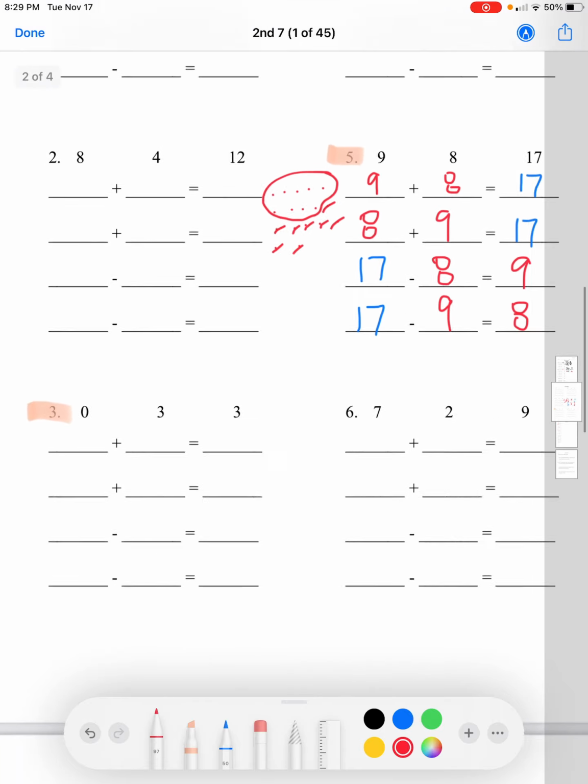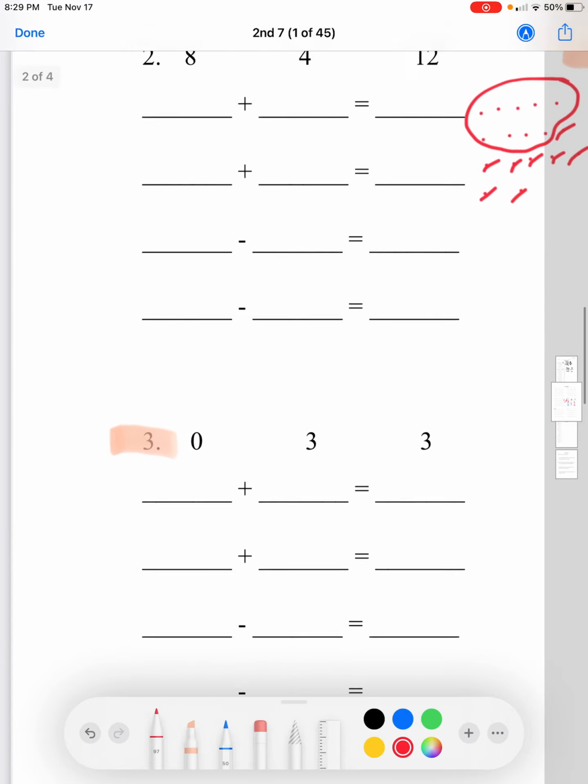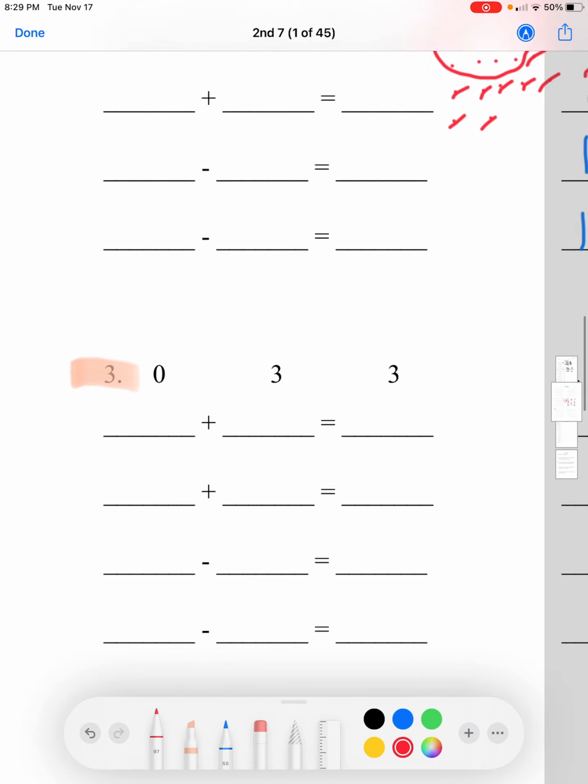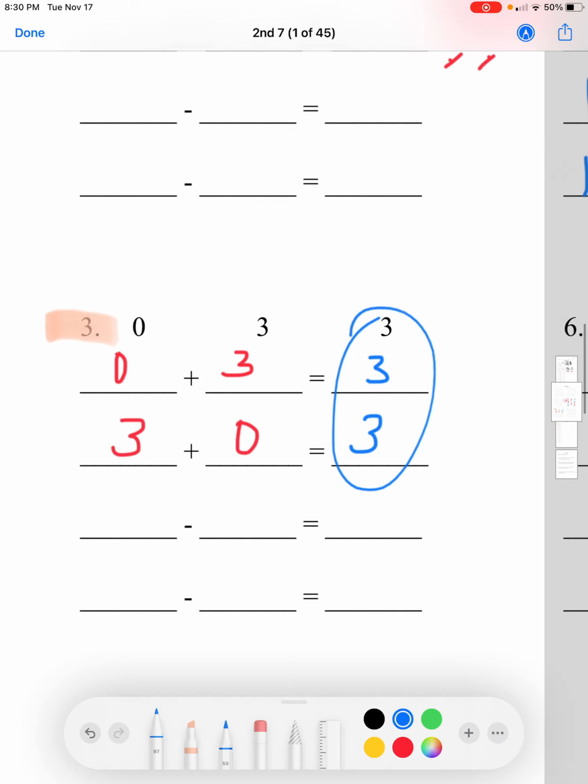Let's do another example. Let's do number 3. We have the numbers 0, 3, and 3. Again, we're going to use the exact same numbers in the exact same order for the first one. 0 plus 3 equals 3, right? And then we'll switch the order of the addends. And then we could put 3 first and then the 0 next, which still equals 3. And then we'll take this right here and move it over here.